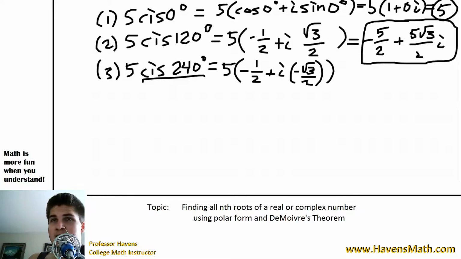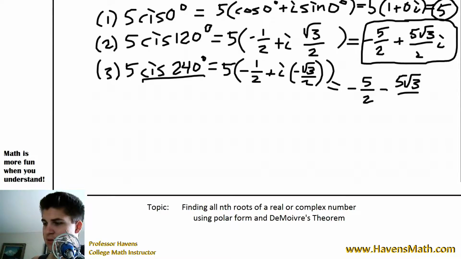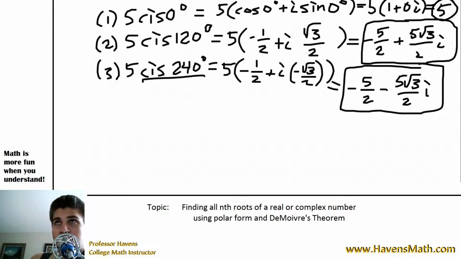And again, basically the same math here. We could use the distributive property, and we get 5 times negative 1/2 is negative 5/2, and then 5 times negative root 3/2 is negative 5 root 3/2. And of course we have an I on that component because cosine plus I sine, we need to have that I. So there we have it.